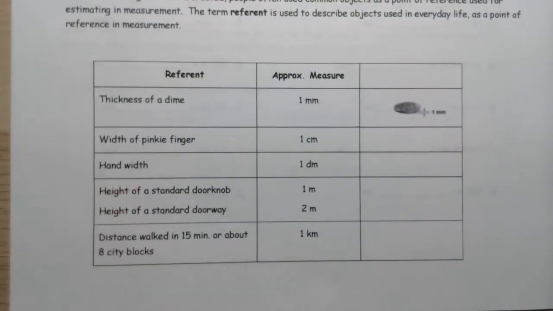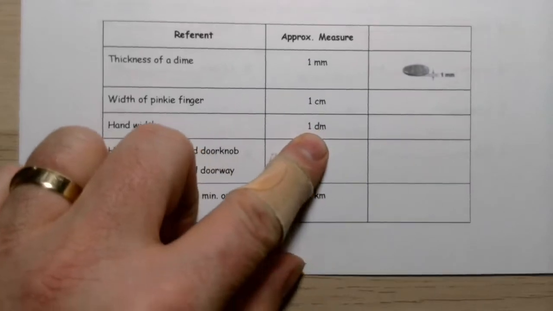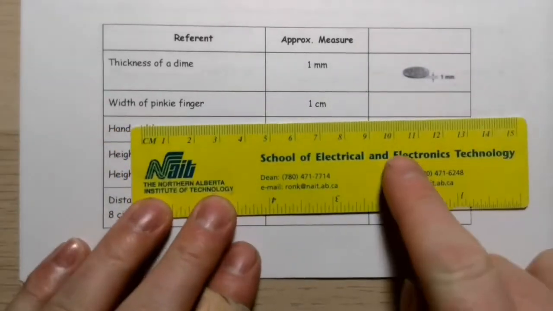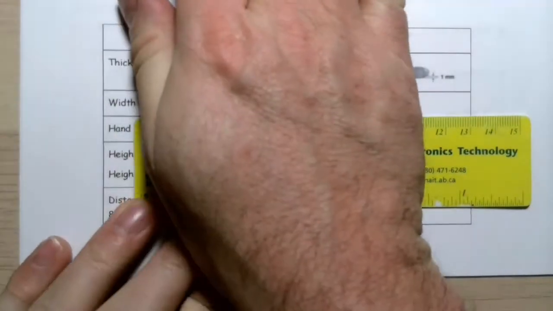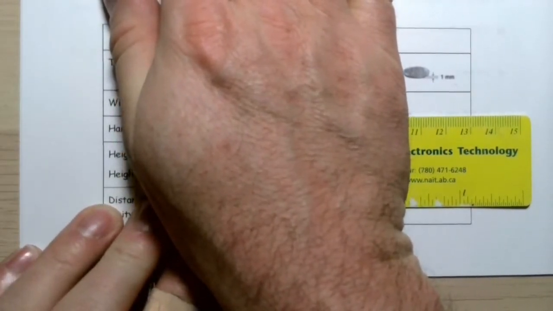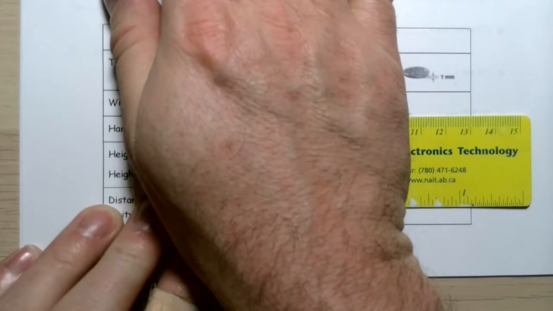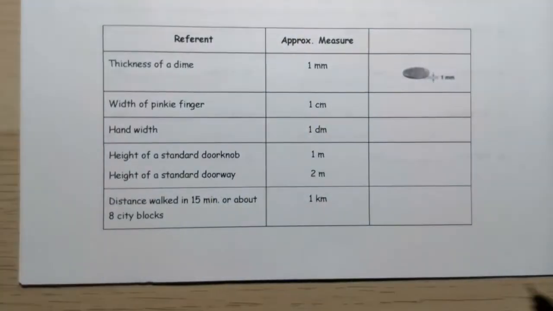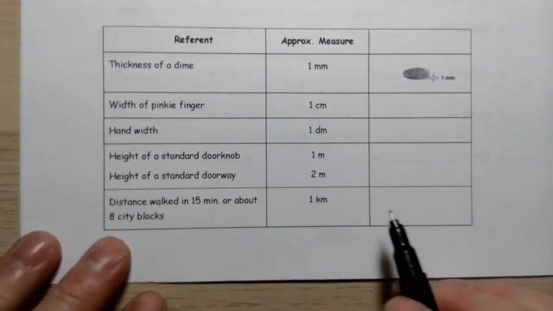The hand width is about 1 decimeter. Now, 1 decimeter is 10 centimeters. So here we go, there's 10 centimeters. If I put my hand there, yeah, that's relatively close, actually. The width of my hand is pretty close to 10 centimeters. Okay, maybe closer to 11, but that's pretty close.